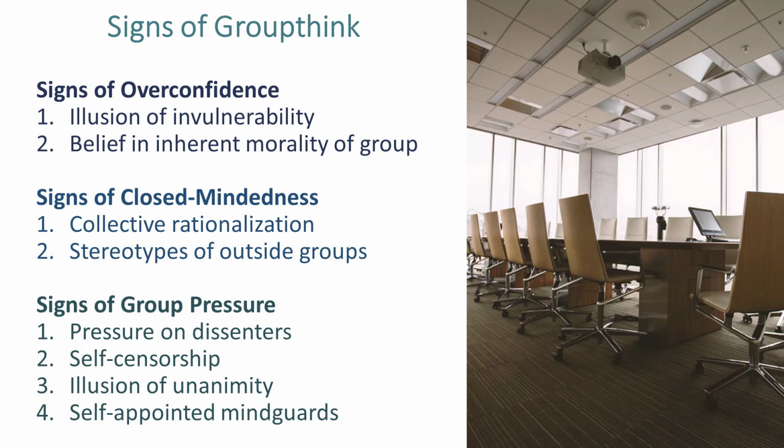Signs of overconfidence. These are the illusion of invulnerability, when most or all group members are overly optimistic and take huge risks, and the belief in the inherent morality of the group. When members ignore the ethical consequences of their actions and choices because they believe that their group is inherently ethical and would not do something wrong. That's the illusion of invulnerability and the belief in the inherent morality of the group.